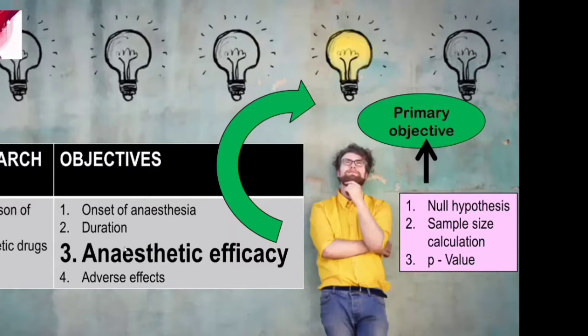as your primary objective. Suppose if I'm choosing anesthetic efficacy as my primary objective, then I will be stating the null hypothesis, I will be doing sample size calculation, and I will be calculating p-value only for the primary objective. Remember, for all the secondary objectives, it is better to mention the mean and standard deviation. No need to mention your p-value because we are not stating any hypothesis per se. Why do you want to mention a p-value for your secondary objectives? It's not necessary. So primary objective, we need to give null hypothesis, sample size calculation, p-value.